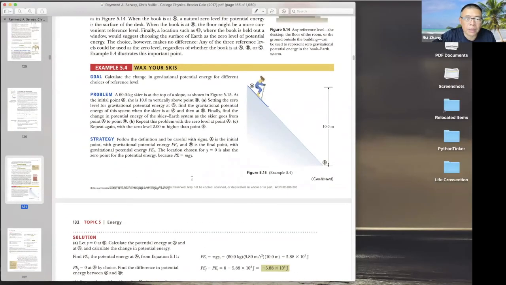Okay, so let me see whether we do this one or not, because this one might be pretty much the same as what we did. Yeah, I think this one's pretty much the same as we just did.